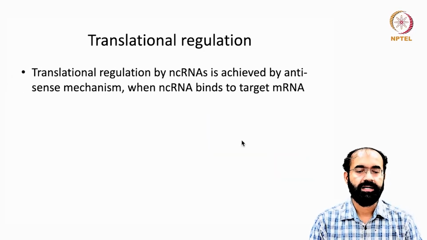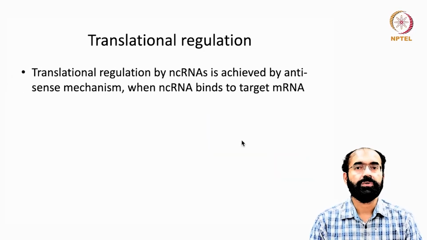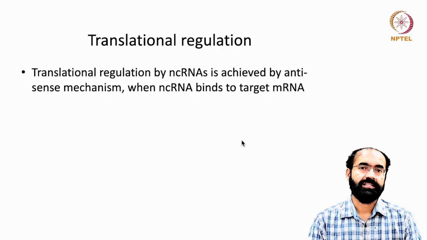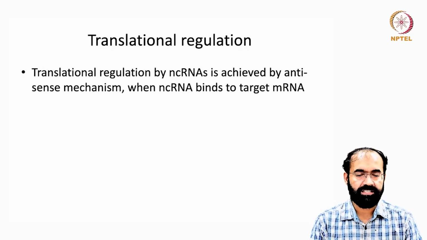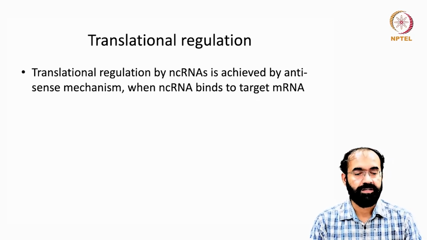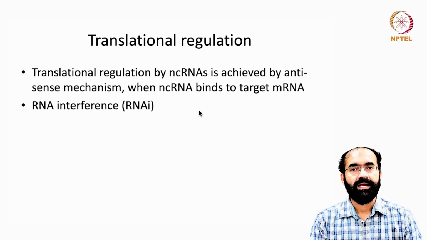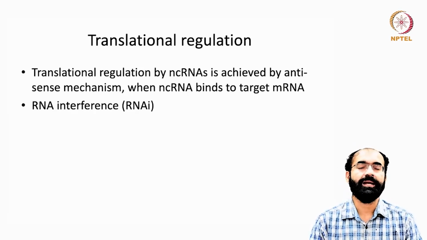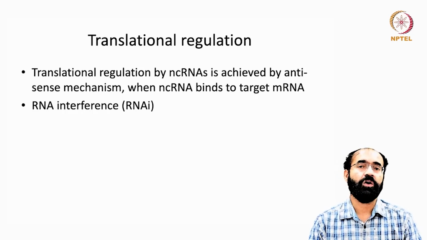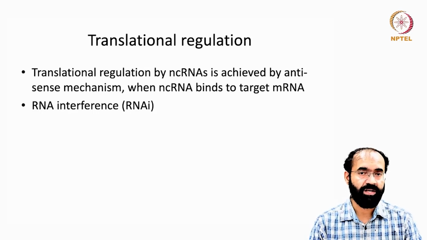Now let us see translational regulation. Many non-coding RNAs have translational regulation roles. This translational regulation by non-coding RNA is achieved by an antisense mechanism, mainly when the non-coding RNA binds to the target mRNA. So this is a kind of RNA interference, RNAi. RNAi can happen mainly in two types. One is where a full length RNA pairs with a full length antisense RNA. This is one way of RNAi.